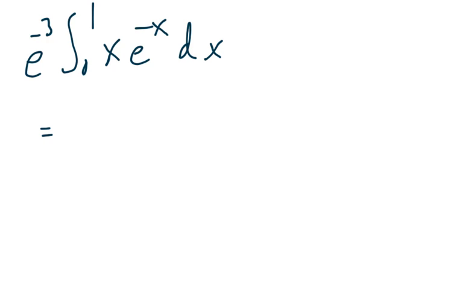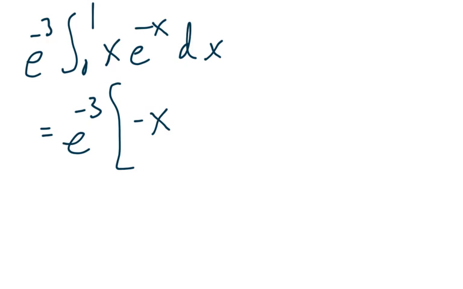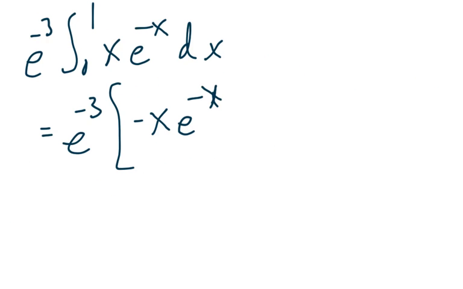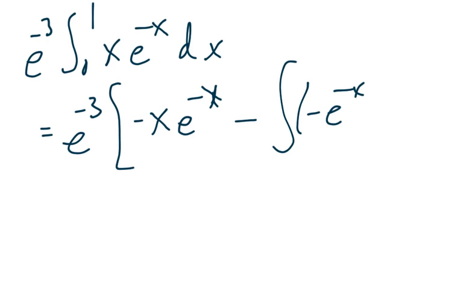Okay, so what we have is our integral e to the minus 3, 0 to 1, x e to the minus x dx is equal to e to the minus 3, and then we do uv, so minus x e to the minus x, that's uv, minus integral v du, so that's minus e to the minus x dx. And then we're going to evaluate all this from 0 to 1.